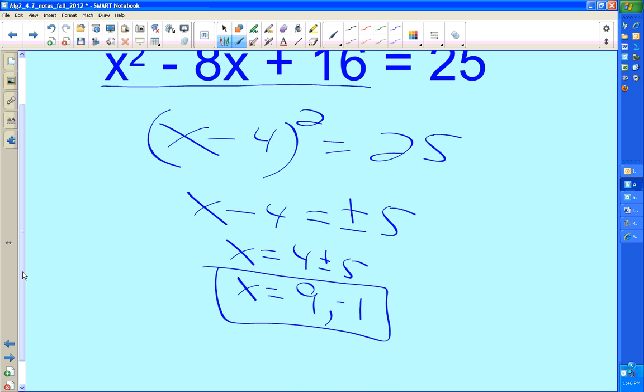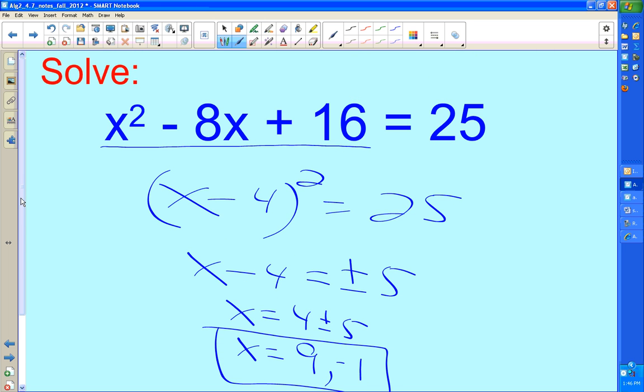Plug them in. Plug in a 9, you get 81 minus 72. 81 minus 72 is 9. 9 and 16 is 25. Negative 1 squared is 1. Plus 8 is 9. Plus 16 is 25. Those both check.